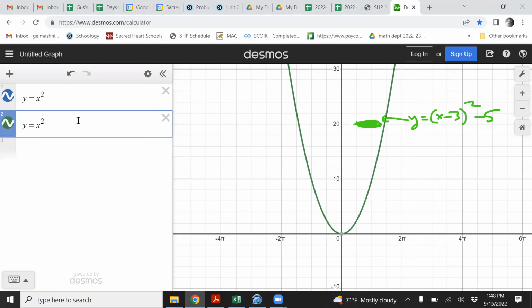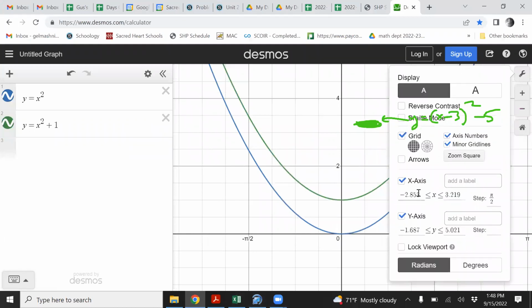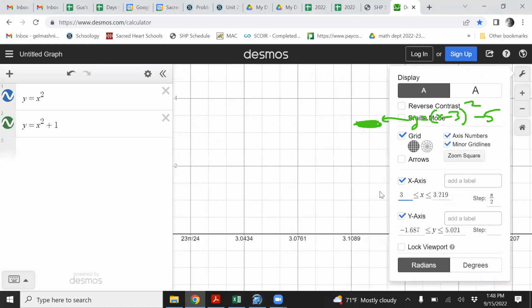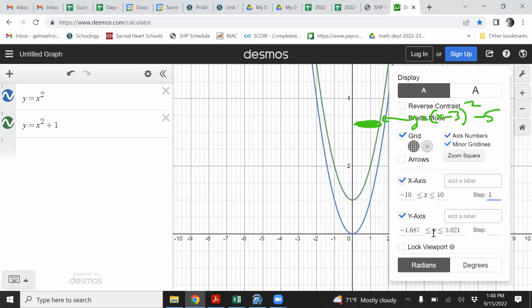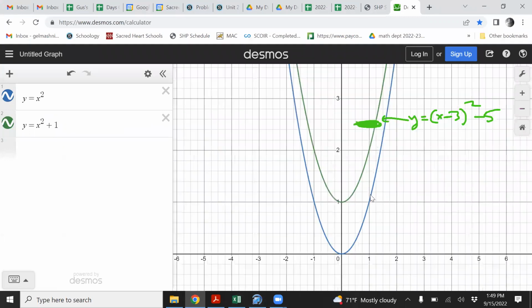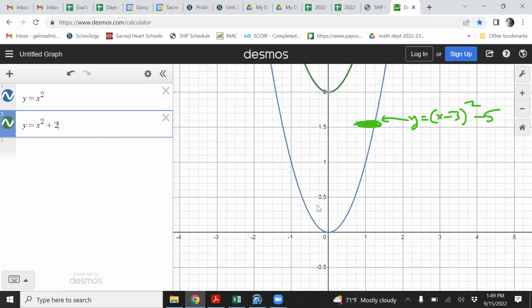All right, what if I put a +1? It starts higher because that's the y. Let me change my grids here, this is set for trig. Negative 10, 10, 1. There we go. You can see that the graph shifts up by 1 unit. Or if I do 2, 2 units. -1 goes down 1, -2 goes down 2, and so forth.